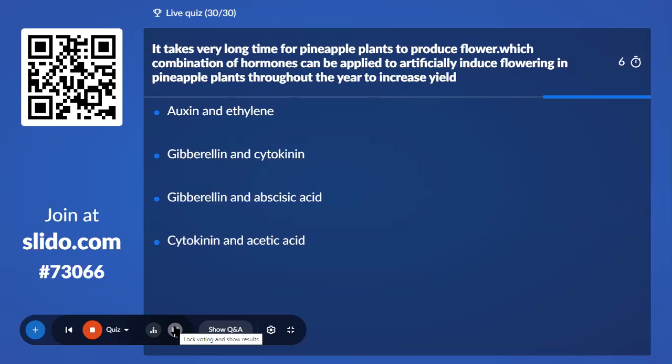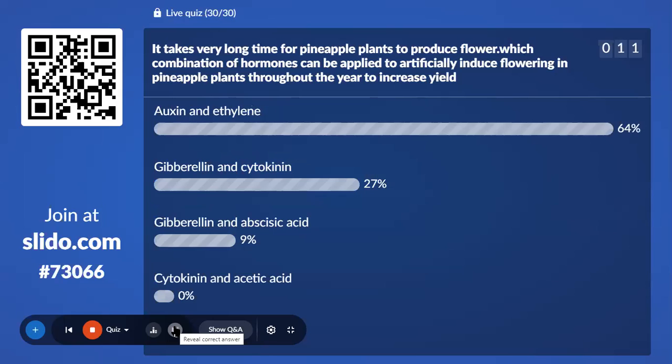Let's check the poll rate in 5, 4, 3, 2, 1. Eyes on the screen. 64% students voted it as auxin and ethylene. The final revealing of correct answer, and it's option A. Moving on to the last and final leaderboard.